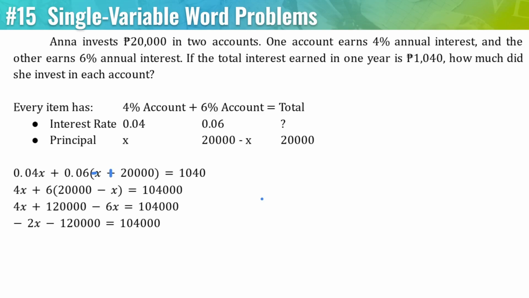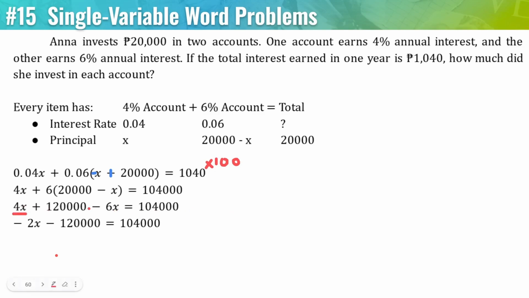Okay, let's proceed. What I did here first is to multiply both sides by 100, since it's difficult to divide with a lot of decimals. So here for the 4%, it just became 4 after multiplying both sides by 100. 6% became 6, and 1040 became 104,000. So now we distribute 6 to get 120,000 minus 6x.